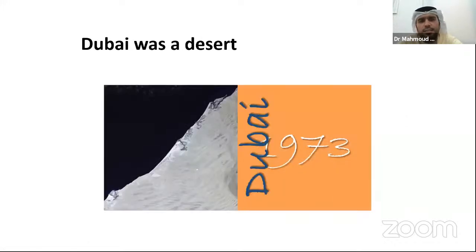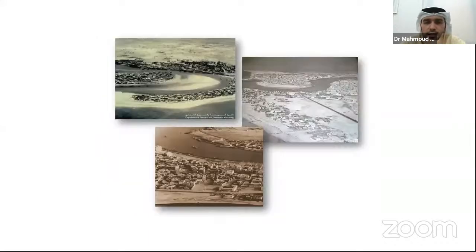Just a couple of slides. This is how Dubai used to look, and I'm giving you the example of Dubai, 1973. This is how the city used to look, a fishing village with little investment in infrastructure, but then making the city tax-free, making the city attractive for people.